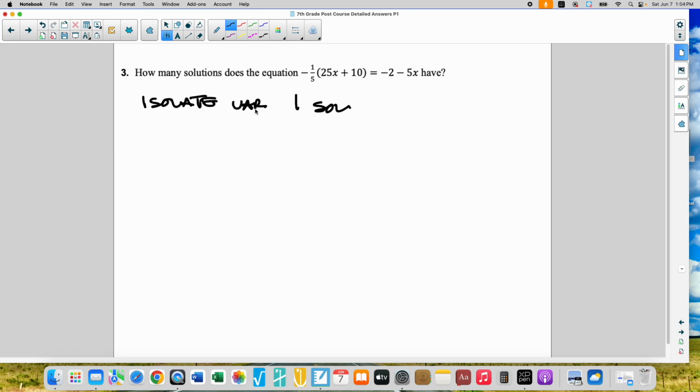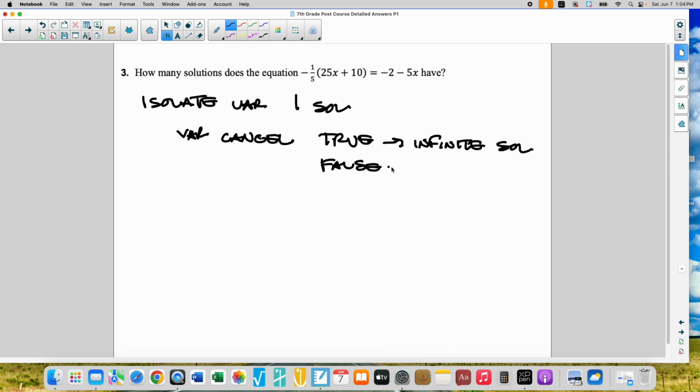If you isolate the variable and your variables cancel, if your variable cancels and you get a true statement, that means infinitely many solutions. That means all real numbers. Every number is a solution. If your variables cancel, you're left with numbers. So if it's a true statement, like 2 equals 2, then you have infinitely many solutions.